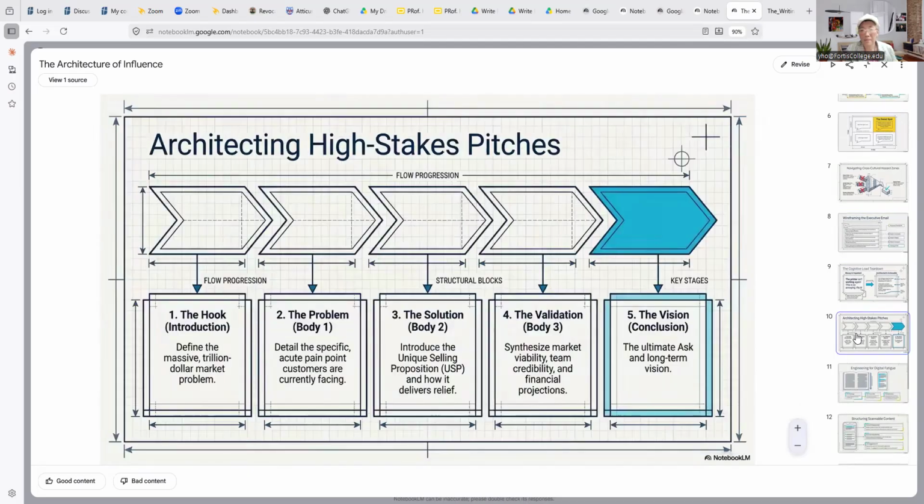Architecting high stake pitches. You can also use the 5-paragraph essay structure to write a business proposal. In the first part of the essay, you focus on the problem. Then in the second part of the essay, you focus on the solution.